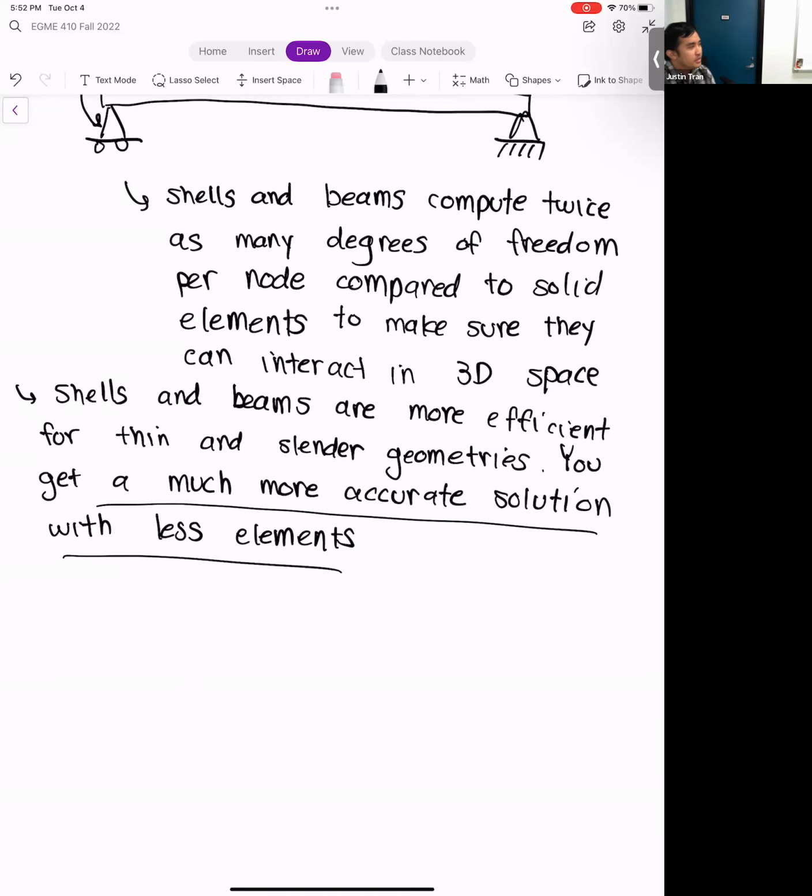So Roman, this goes back to the question you asked at the beginning. You might be asking, how do you know you're going to get a more accurate solution with shells and beams? We talked about some of the ratios and thresholds that you can use to consider something thin or slender. Here is a really good tell.